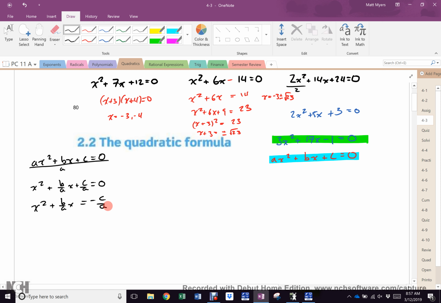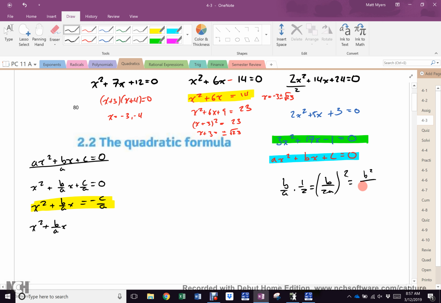Now look at that. Does that look like something we've seen? It does, doesn't it? What would be a better move there? To complete the square, right? So if I complete the square, what's half of B over A, squared? B over A times a half is B over 2A, yes? And then square it. What do we get?